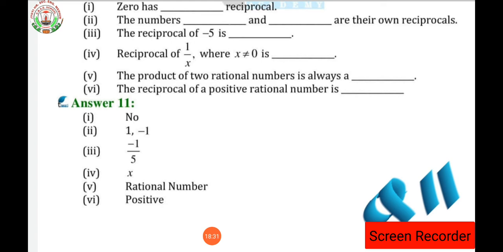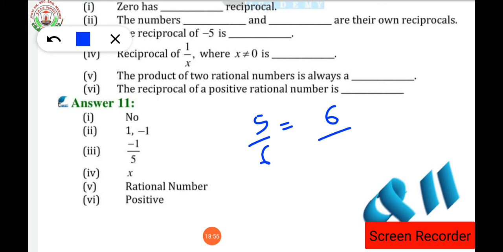Last fill up of this question number 11 is, the reciprocal of a positive rational number is dash. Obviously when we are having any positive rational number, suppose 5 by 6, the reciprocal of 5 by 6 will be 6 by 5. So when a positive rational number gets reciprocated, the answer we will get is positive only. So that's why here the answer is positive.